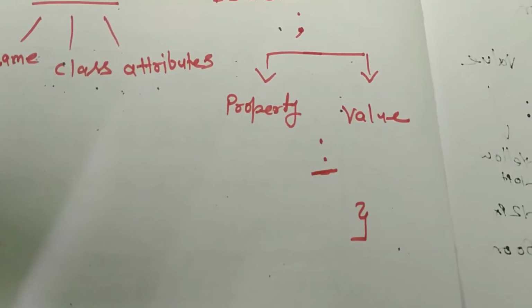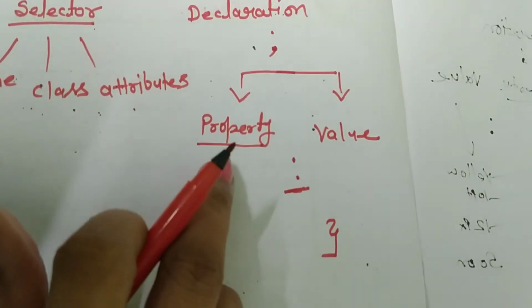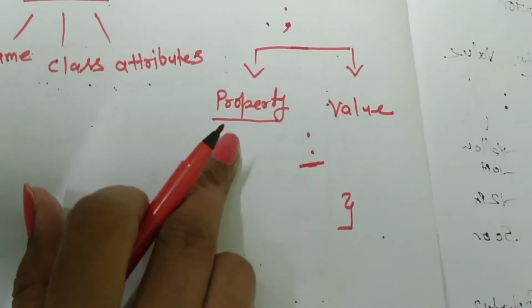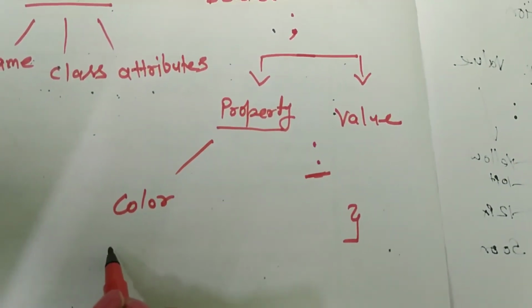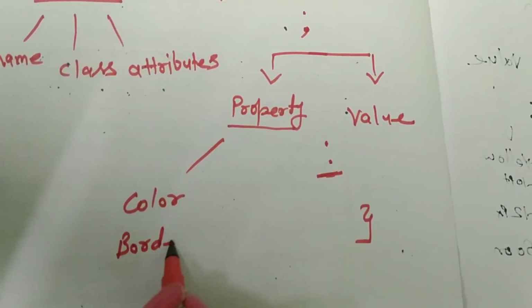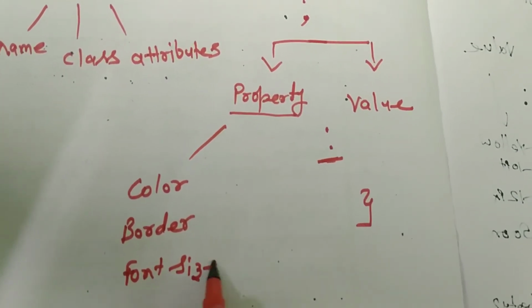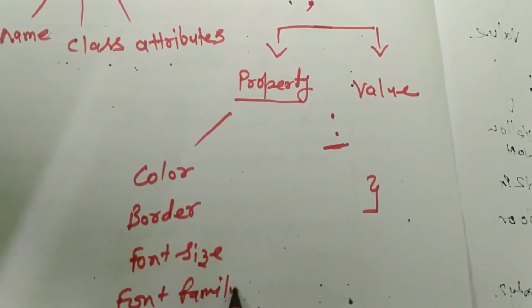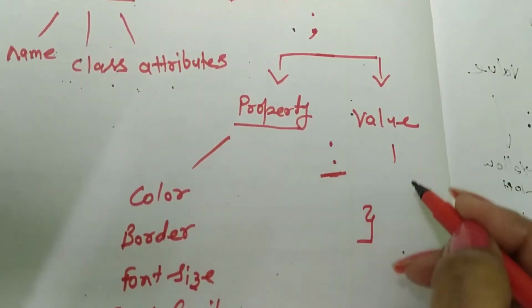Now come to the definition of the property. What is the meaning of property? Property is a type of attribute in HTML, like color, like border, like font size, font family and so on. Okay, and now come to the value.